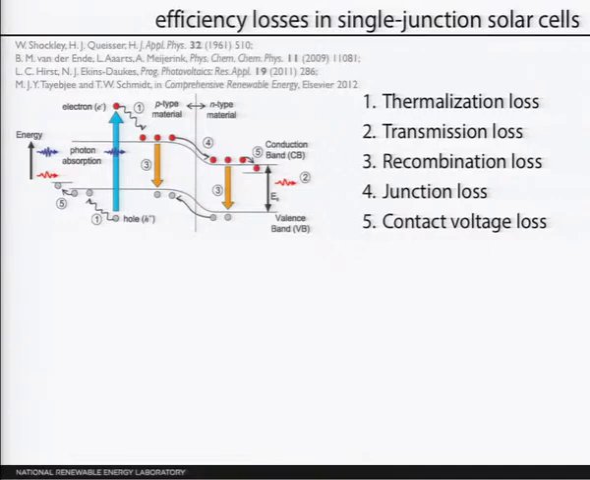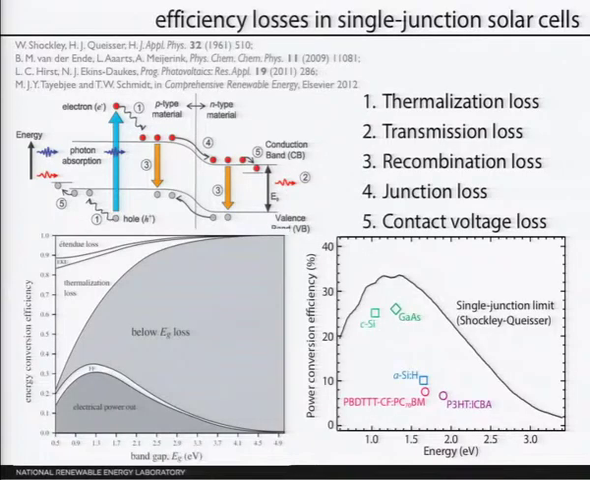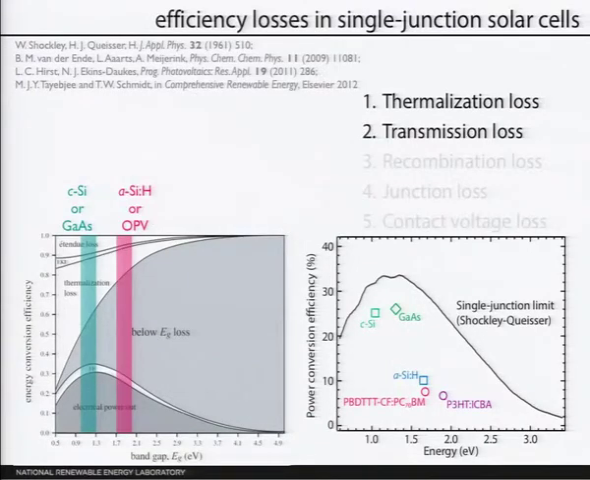I don't have to preach to the choir here, but a little bit on efficiency losses in a single-junction solar cell. There are a number of different loss processes, but the main ones we're going to focus on today involve thermalization and transmission losses. And these are particularly applicable in the context of this talk for amorphous silicon and organic photovoltaics, where the main loss process is due to transmission of sub-bandgap photons.